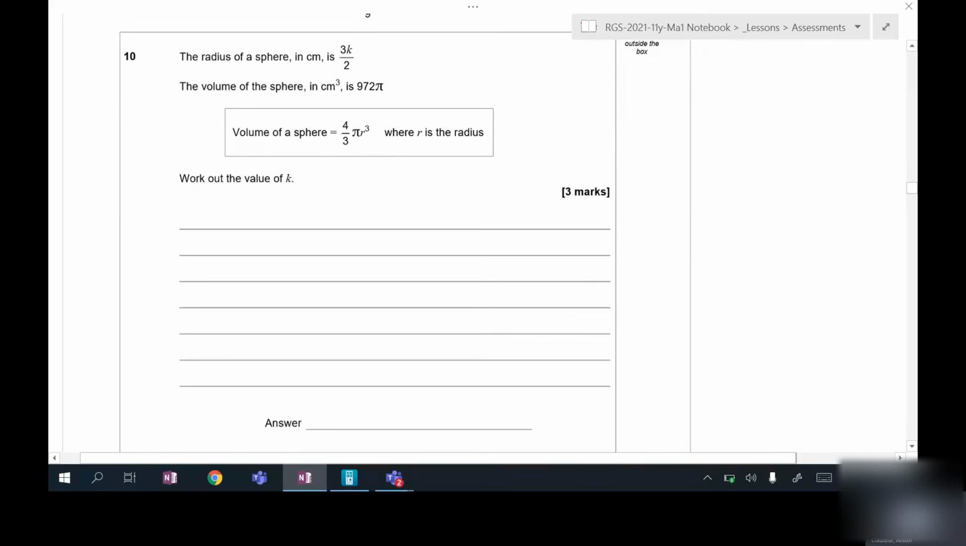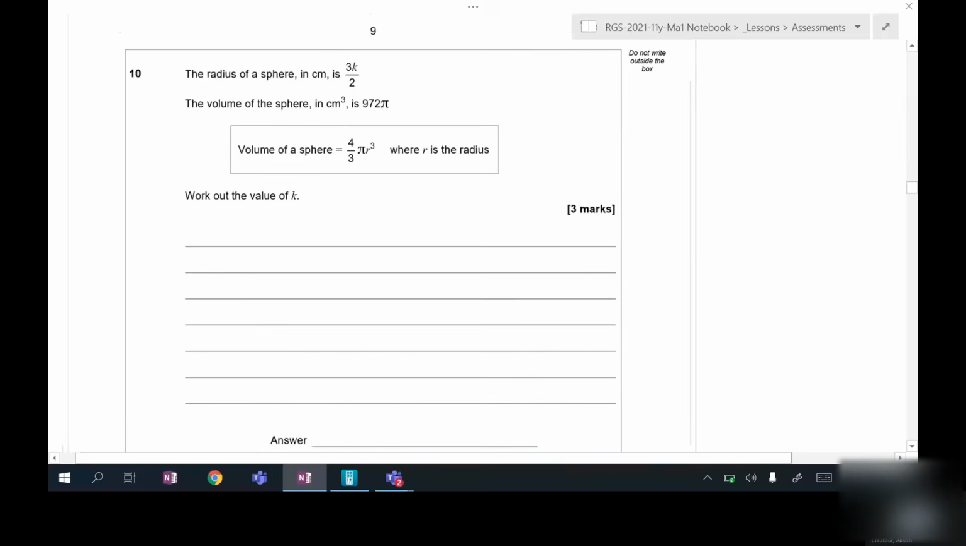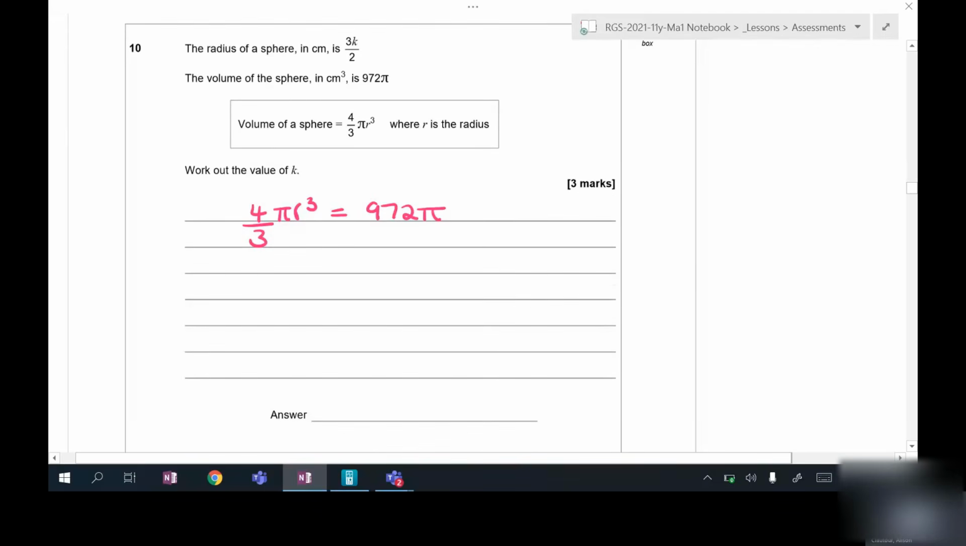So the radius of the sphere in centimetres is 3k over 2. The volume of the sphere in centimetres cubed is 972 pi. That gives you the volume of the sphere, and we've got to work out k. Okay, so if we're thinking backwards, our volume is 4/3 pi r cubed, and we know we get an answer of 972 pi. So I can divide both sides by pi straight away.